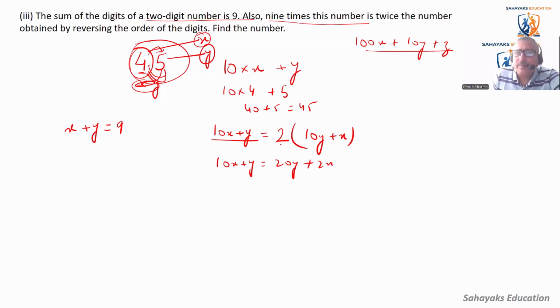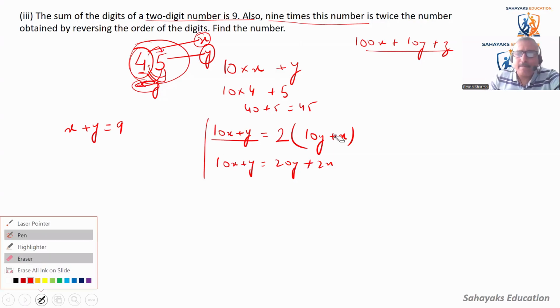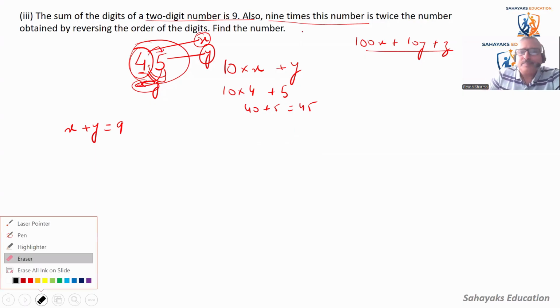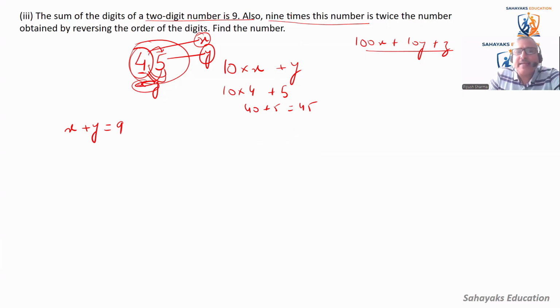Sorry, I have made some mistake here. I'll just clear it up. Okay, so they mentioned 9 times the number is twice the number obtained by reversing the order of the digits.